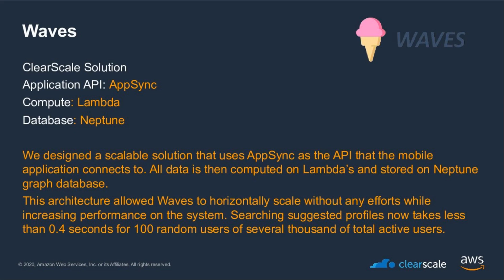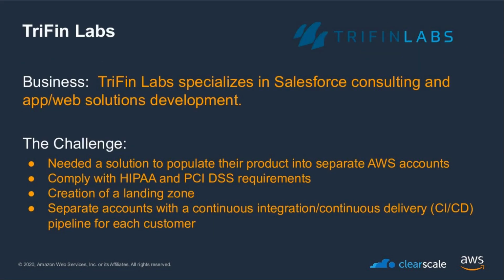So searching, and this was done after the project, we did some benchmarks, and searching suggested profiles now takes less than 0.4 seconds to pull 100 random users out of a query of several thousands of total active users. So it was very quick, and they're able to actually pull these dating profiles together very fast.